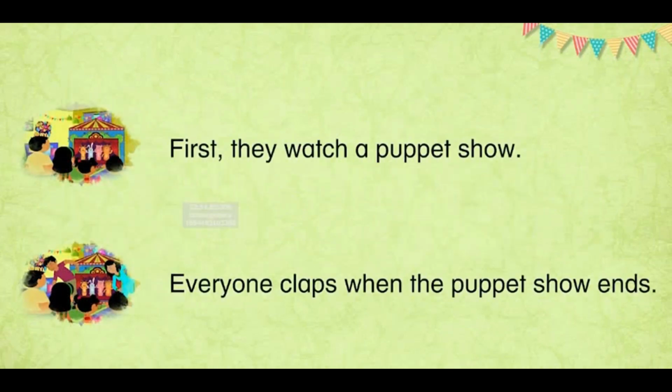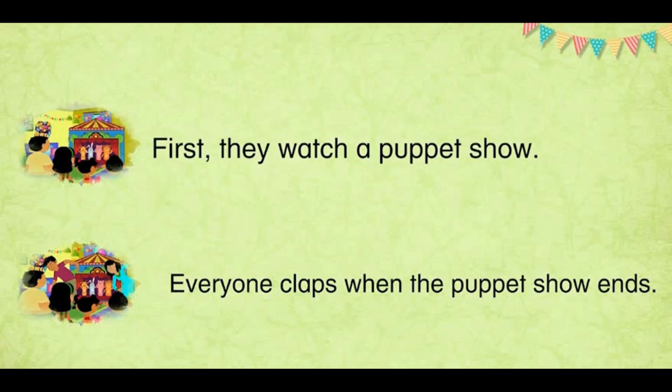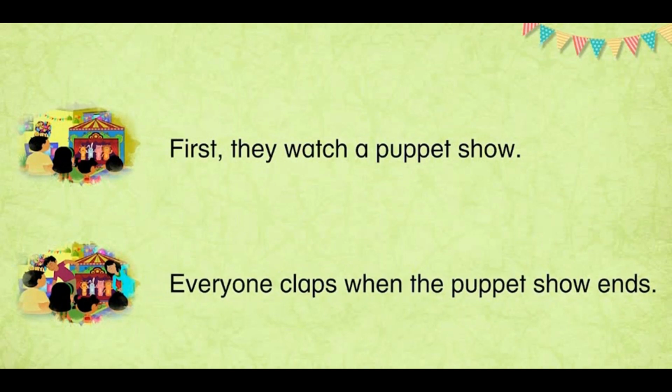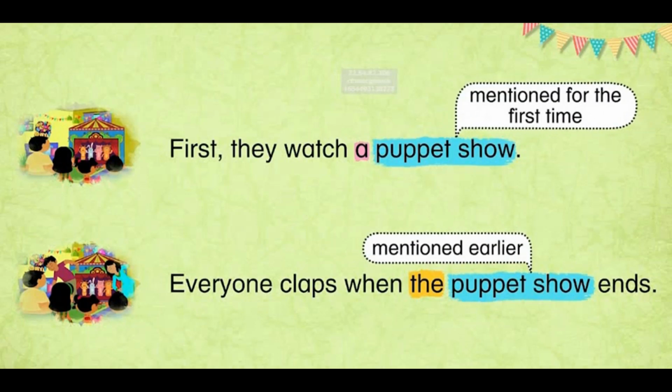Here are more sentences from the story. First, they watch a puppet show. Everyone claps when the puppet show ends. Did you notice something? We have a before puppet show in the first sentence, but the before it in the next one. Why so? Because here we are talking about a specific puppet show, the one at Gia's party. It's already mentioned earlier, and we are talking about it for the second time.